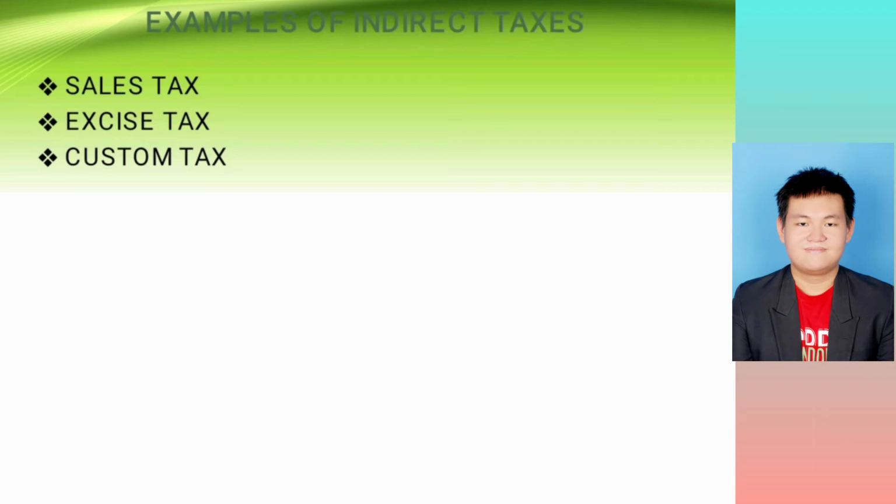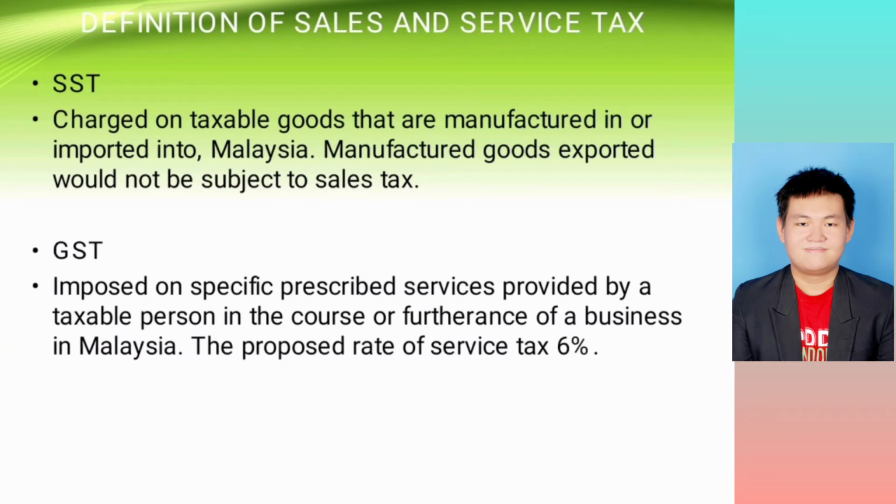The last part that I need to discuss in this presentation: the sales and service tax (SST) has been implemented in Malaysia on 28 August 2018. The SST replaced the existing GST, goods and service tax. The SST has two elements: service tax, which is charged and levied on taxable services provided by any taxable person in Malaysia, and sales tax, which is levied on imported and locally manufactured goods.